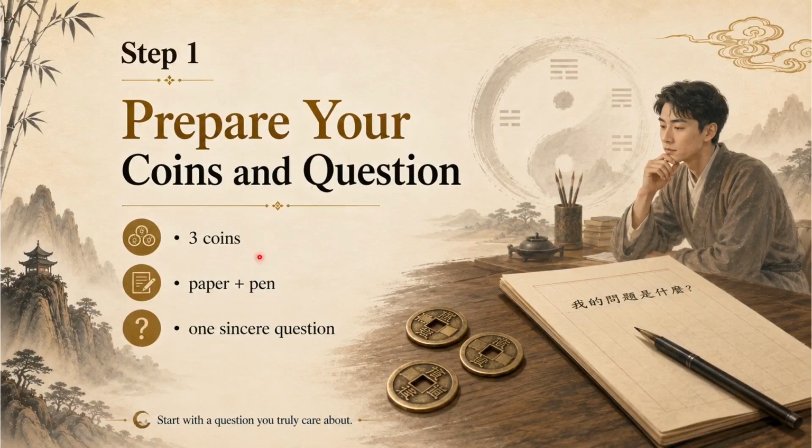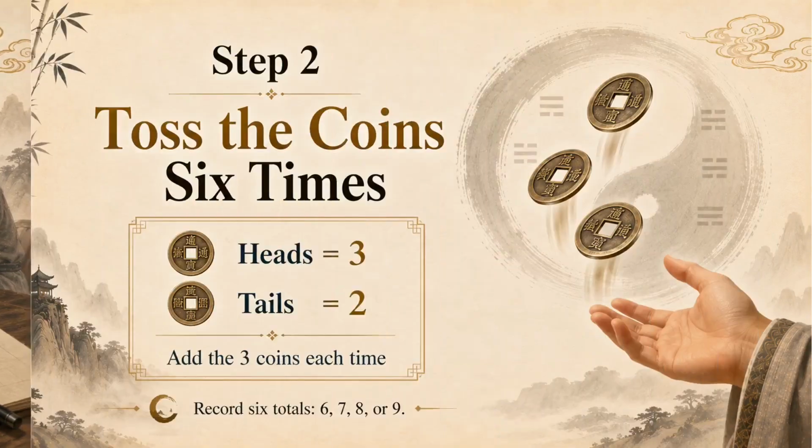You only need 3 coins, a piece of paper and pen, and your question. First, calm your mind and prepare your question. Again, the question should be sincere, specific, and important to you. Then hold the 3 coins in your hands. You can think quietly about your question or say it in your heart. When you are ready, toss the 3 coins.